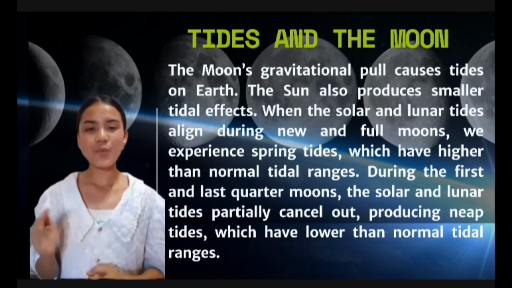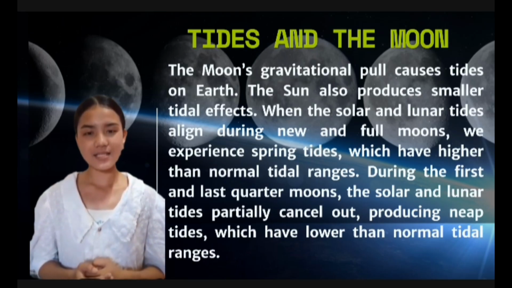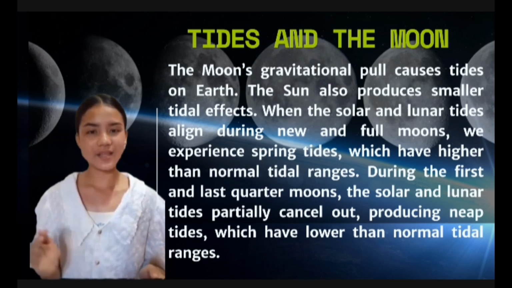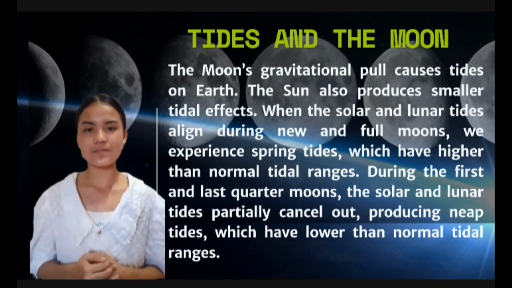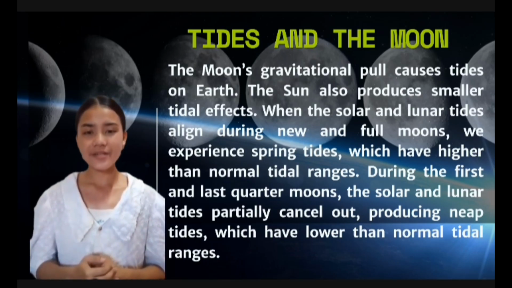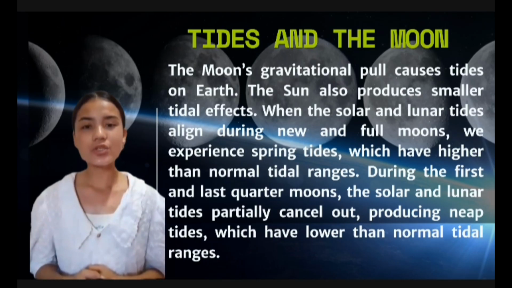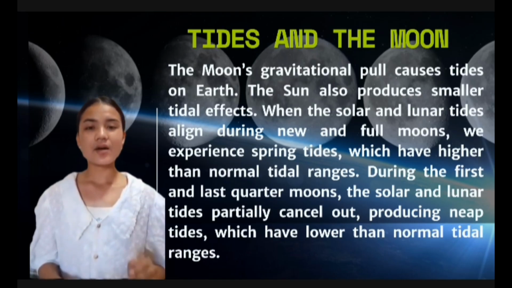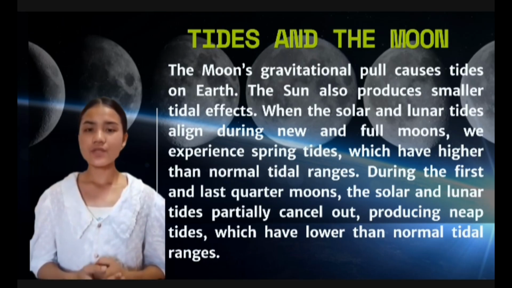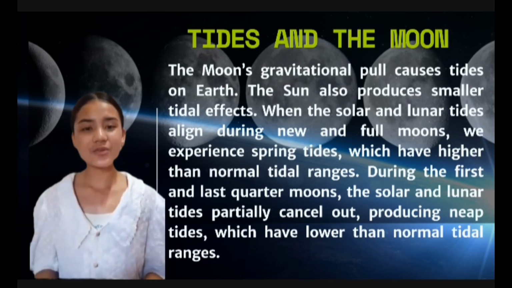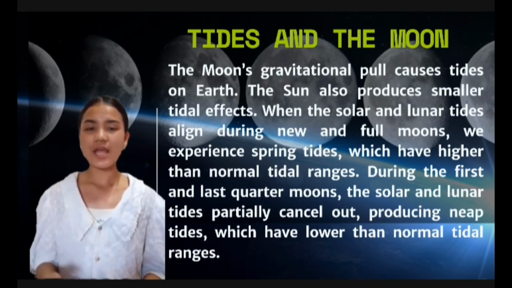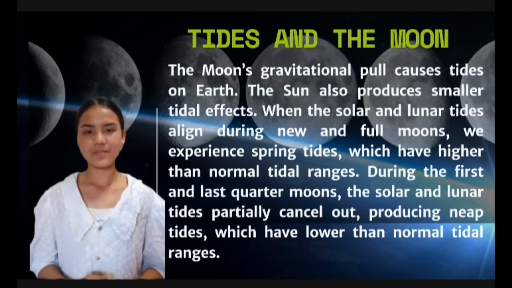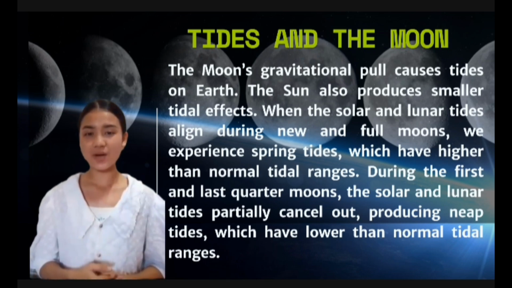Therefore, to sum up, Earth rotates on its axis and revolves around the sun, which produces day and night and causes the seasons. Solar and lunar eclipses occur due to the alignment of the sun, Earth, and Moon. The Moon's orbit around Earth causes its phases, visible from Earth. The gravitational interactions between the Moon, Earth, and Sun create tides, including spring and neap tides. So any questions before we proceed to our activity?